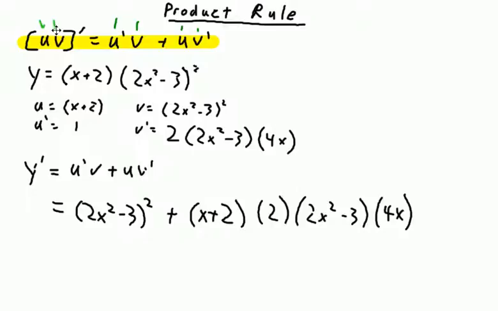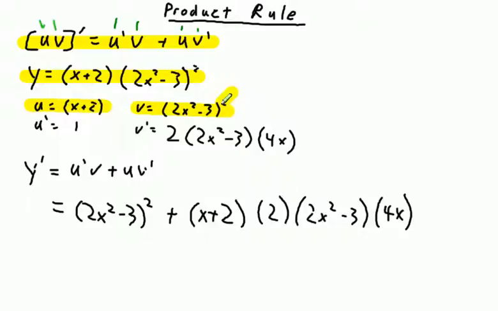So what happens here when we have y equals x plus 2 times 2x squared minus 3 quantity squared? Well, first we must select what our u and v are. I chose u to be x plus 2. I chose v to be 2x squared minus 3 quantity squared. Now please notice that I did not take the 2x squared minus 3 by itself to be v. Actually, the entire quantity squared is v. It's very important that you keep the exponent with it in this kind of problem.